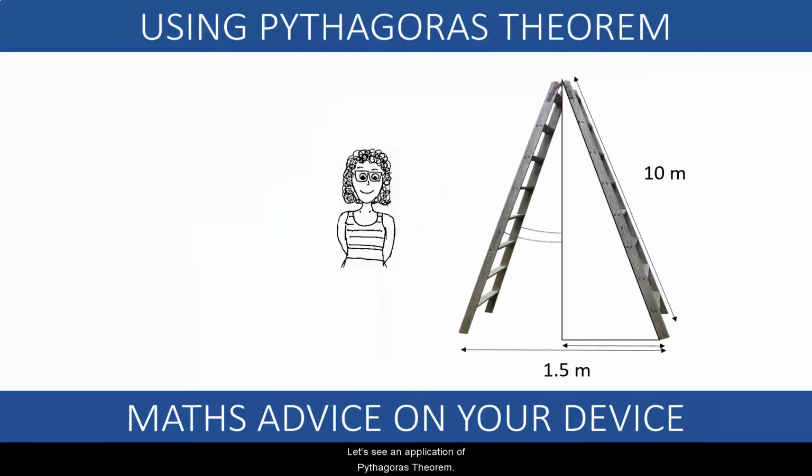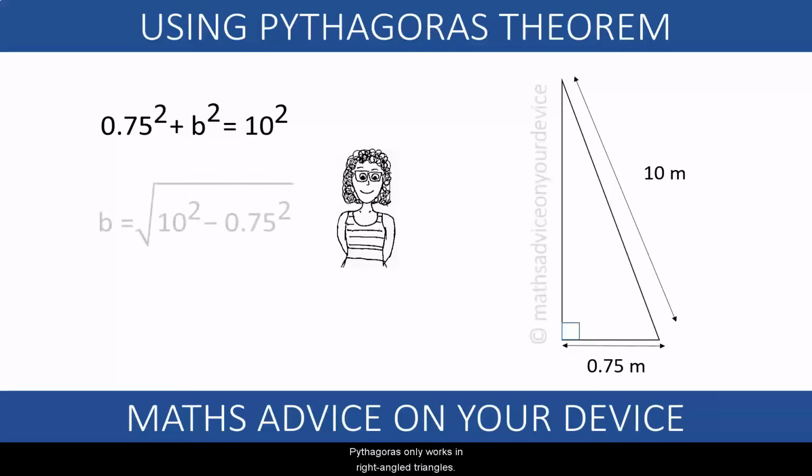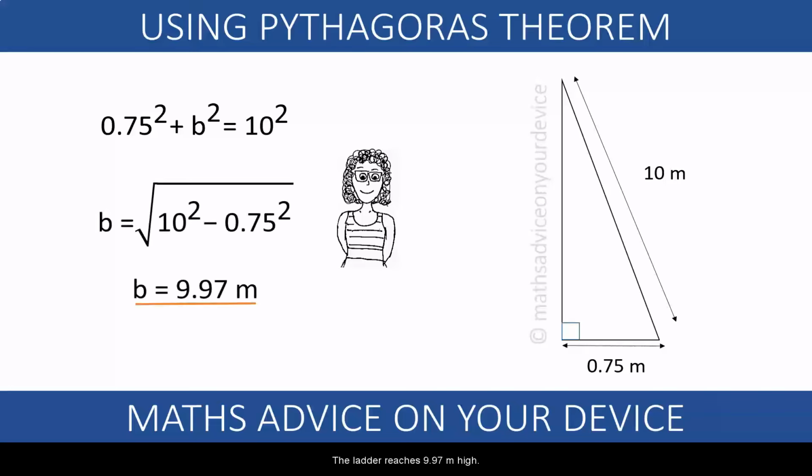Let's see an application of Pythagoras' theorem. A ladder has legs 10 meters long. The legs are 1.5 meters apart at the base. How tall does the ladder reach? We use Pythagoras with hypotenuse 10 and short side 0.75. That's right, Pythagoras only works in right angle triangles. The ladder reaches 9.97 meters high.